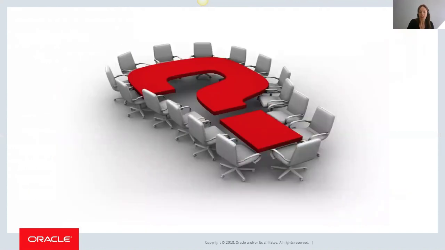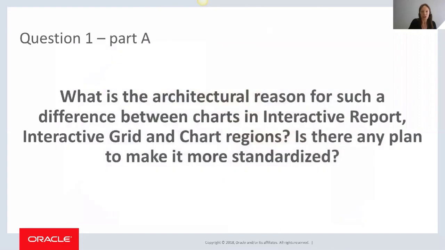And now we can go to some of the questions that may have come through on the chat. But just before delving into the ones from David, we did have a couple that were posted prior to the session, one of which had multiple parts, so I just want to cover that in separate responses. The first is, what is the architectural reason for such a difference between charts in interactive report, interactive grid, and chart regions? Is there any plan to make it more standardized?